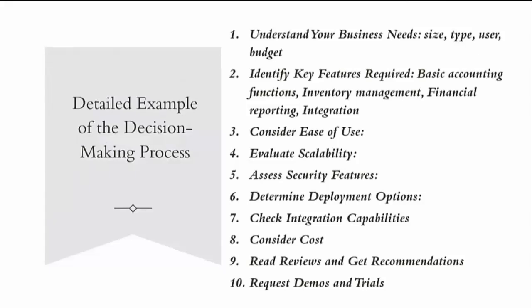Detailed example of the decision-making process. Imagine you own a small retail store called Trendy Fashions, and you need to choose an accounting system. Here's how you might go through the process. 1. Understand your business needs. Size, small business with potential for growth. Type, retail, dealing with inventory management and sales tracking. Users, you and one part-time accountant. Budget, limited budget but willing to invest in a good system.